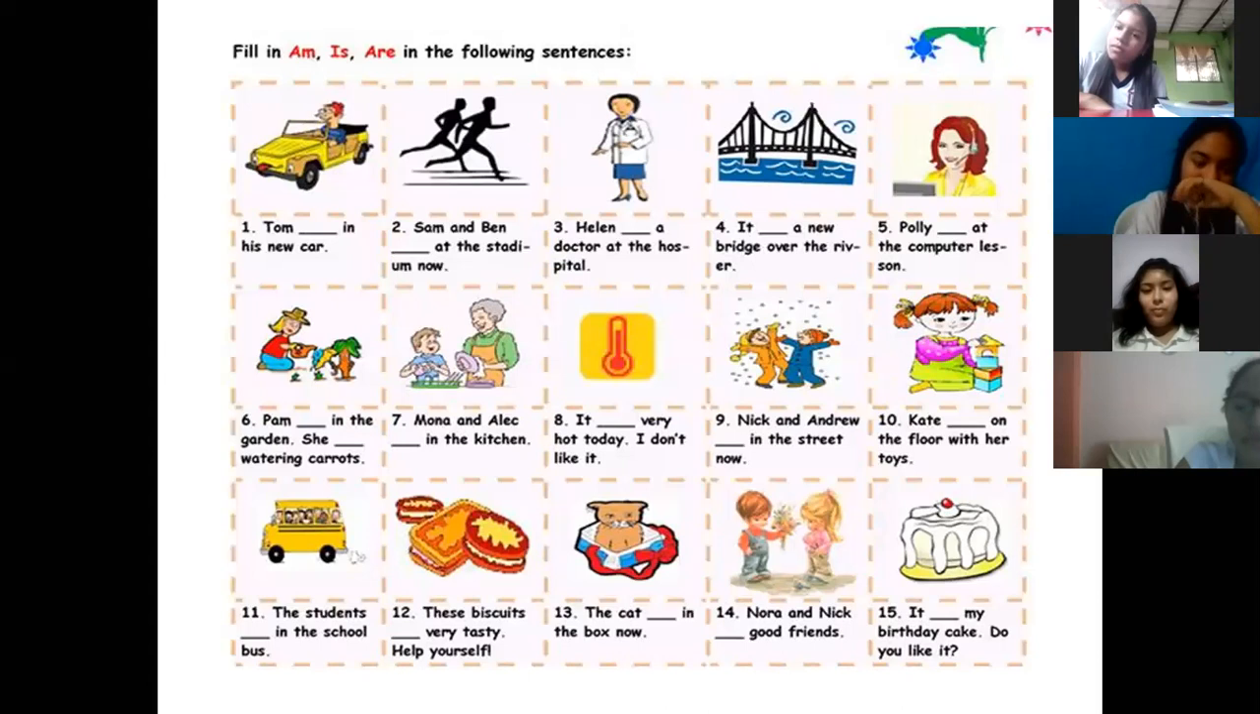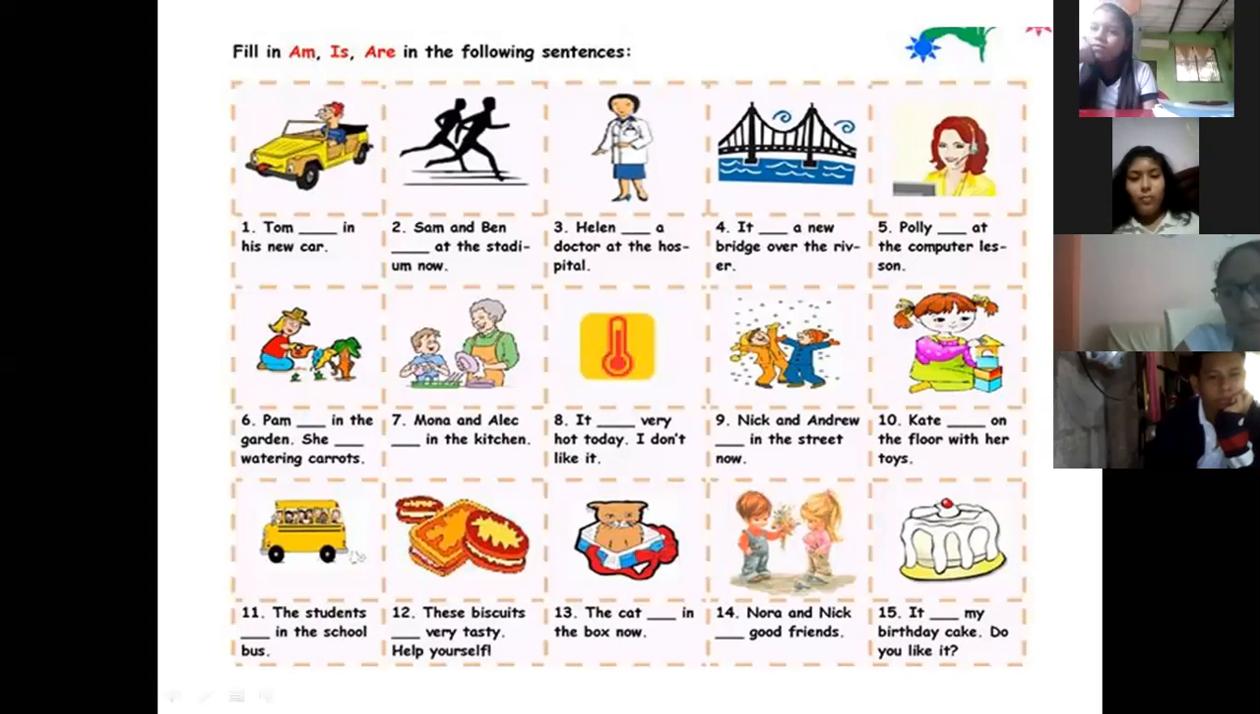Hello, Giovanna. Number 10. Hello, Miss. Okay, you complete. Hola. Kate is on the floor white tortoise. Excellent. Very good. Thank you, Giovanna.